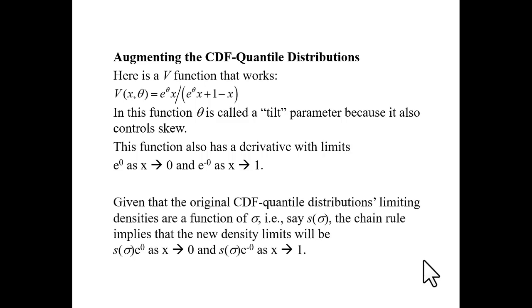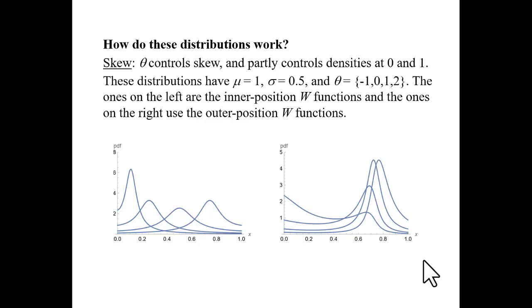Given that the original CDF quantile distributions' limiting densities are a function of the dispersion parameter sigma, the chain rule implies that the new density limits are simply a rescaling of the function for sigma by e to the theta as x goes to 0, and e to the negative theta as x goes to 1. So this would seem to be the kind of augmentation that we want. Let's see how these work.